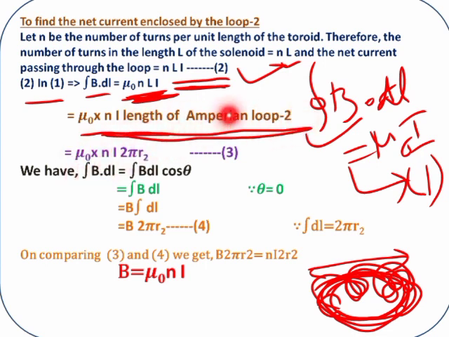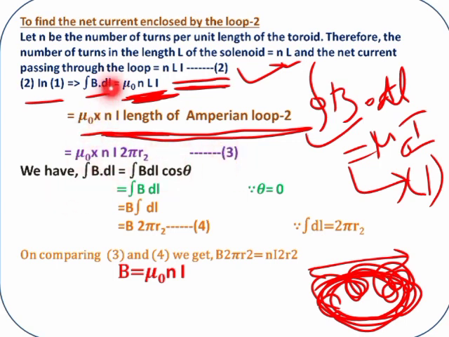Okay, so how much is it? Of course the shape of the loop is circular, that is the reason the length of that loop is 2 pi r2. R2, why I mentioned here, the radius of the second loop is r2, that is the reason r2 here. Mu naught N I as it is, you can call this equation number 3.